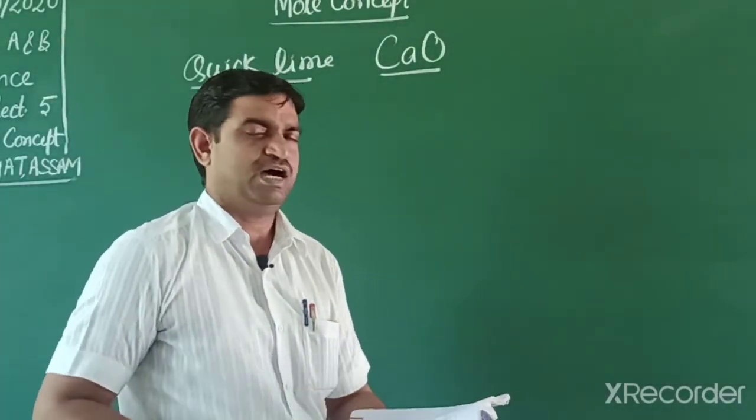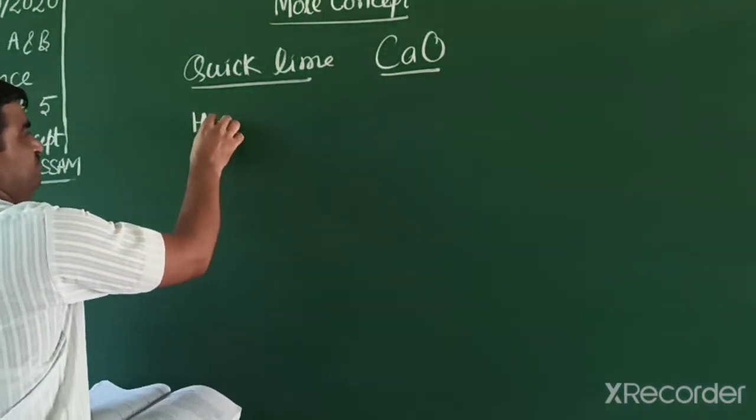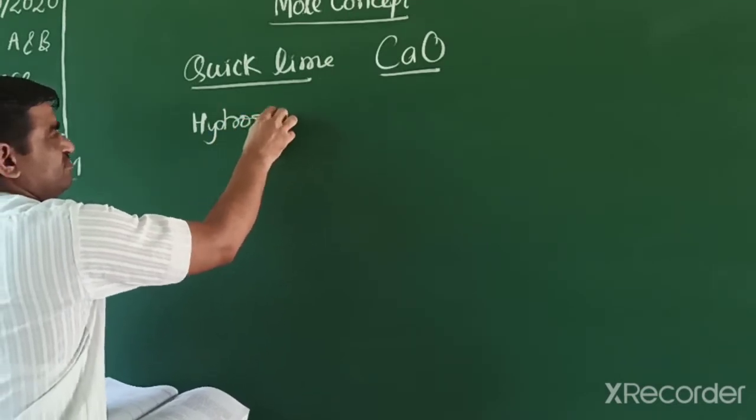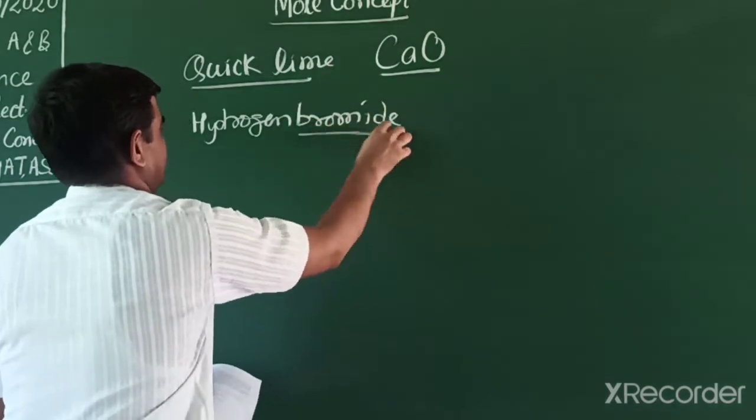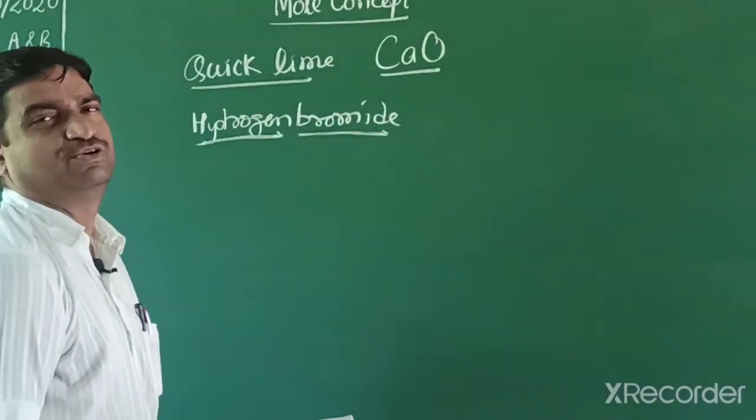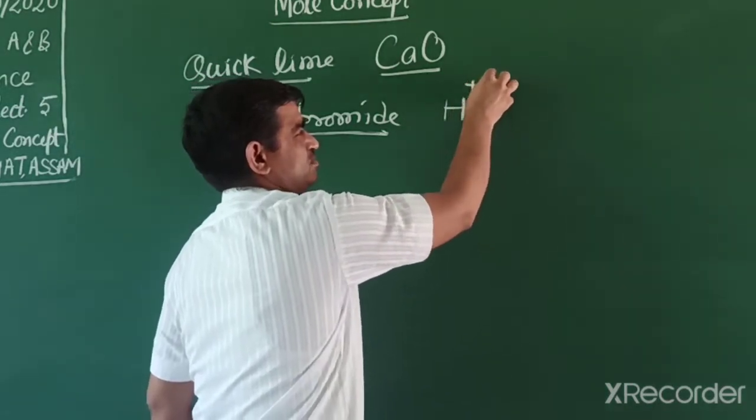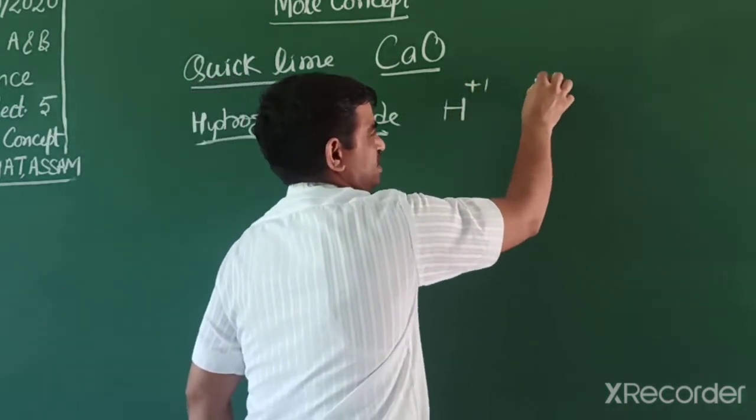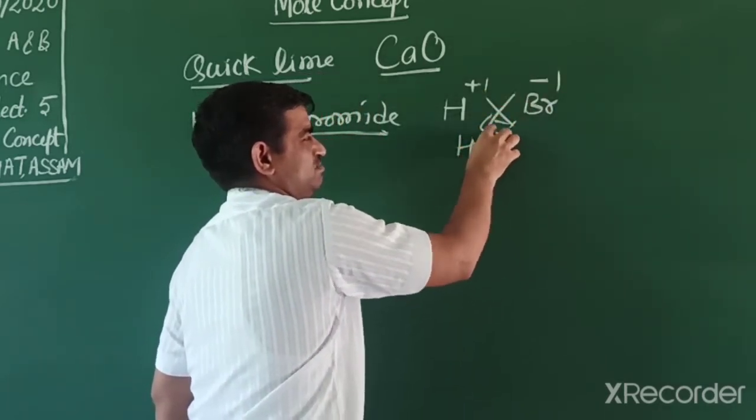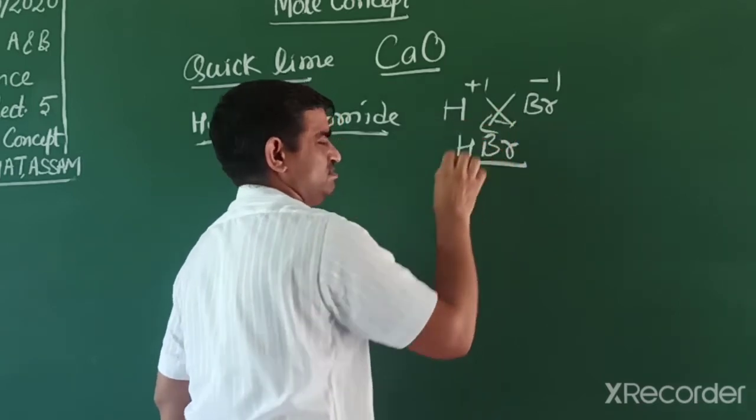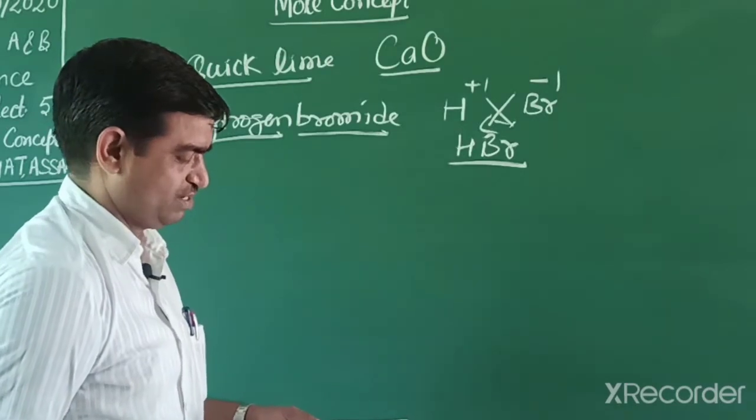Other one is hydrogen bromide. So how can we write this formula? Given hydrogen and bromide, we know hydrogen charge is +1 and bromide -1, cross their charges. So it is HBr, hydrogen bromide. Means hydrogen and bromine, 2 elements are found in this compound.